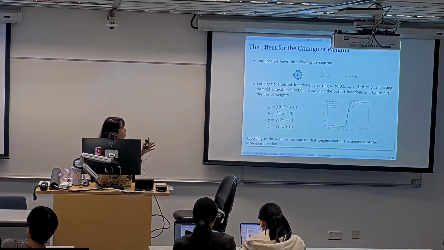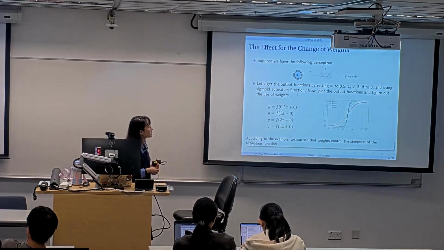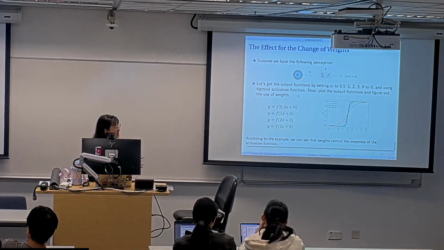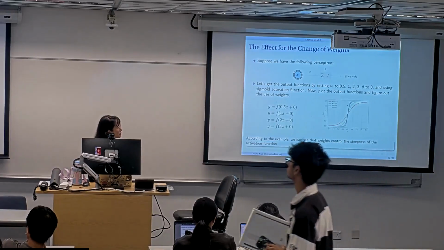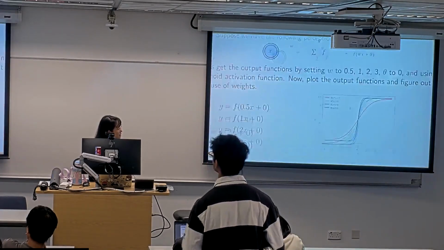If we use the sigmoid, actually it cannot be called a perceptron, it's called a neuron. But anyway, I think you can get the meaning. So now we use this one, and then we plot the different output functions using different weights. So basically we have these 4 functions. Let W be different values, and after that we can show the results like this.